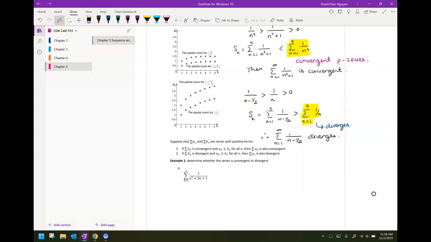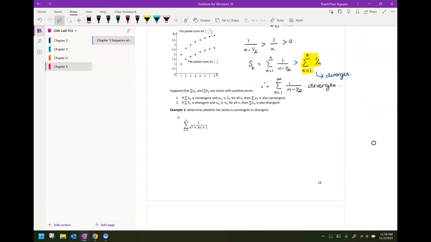So, the definition: suppose we have two sequences a sub n and b sub n, a series with positive terms. If the sum of b sub n is convergent and a sub n is less than b sub n for all n, then the sum of a sub n is also convergent. If the sum of b sub n is divergent and a sub n is greater than b sub n for all n, then the sum of a sub n is also divergent.